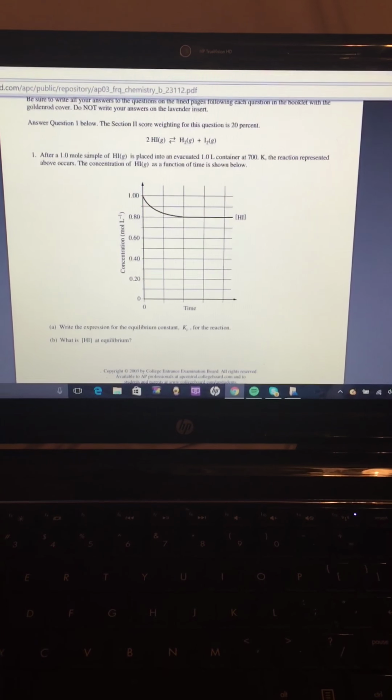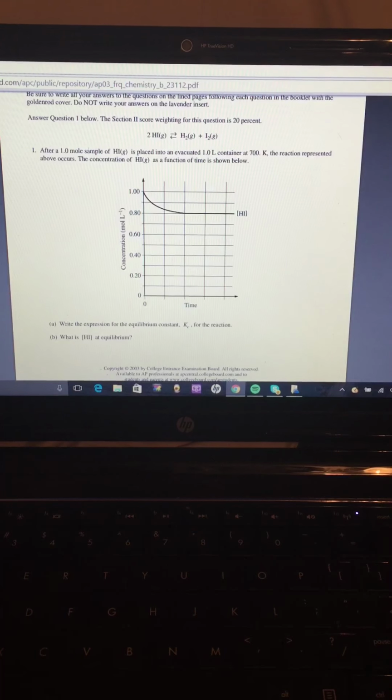Okay, so I'm doing my equilibrium question because I skipped it by accident. So this is 2003 B, and here we go. They give you the reaction 2HI is reversible and goes to H2 plus I2.